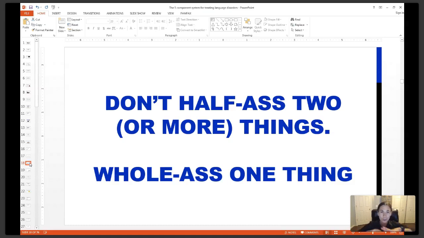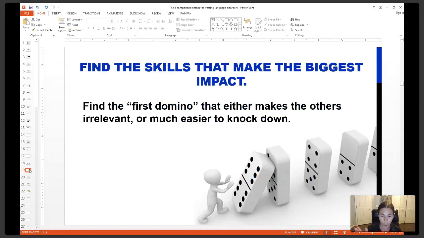So instead of trying to work on all of this, focus and find that key area that makes a true impact and really hone in on that, because that's when we can make that lasting impact, when we focus and when we narrow it down. So let's talk about what that is and how that works and why it works. So first, we want to find the skills that make that biggest impact. So think of it like dominoes. We really want to find that first domino.